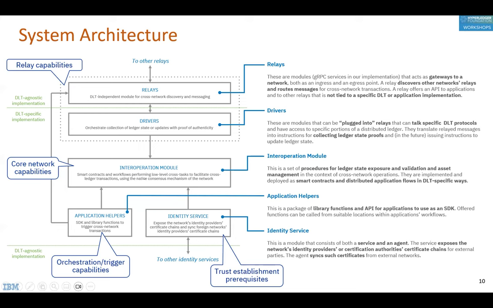Within the networks, we have particular core network capabilities. This is what we call core operators. These are built and deployed in the form of contracts. In Fabric, this will be deployed in the form of chain code, and they will do the functions of locking assets, burning assets, minting assets, generating state proofs, and so on. And then we have application SDKs. We also have a component for doing distributed decentralized identity management, which we won't go into right now.